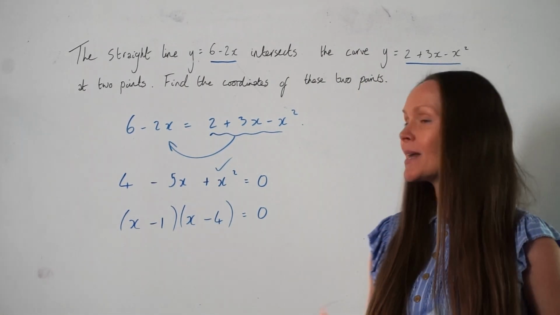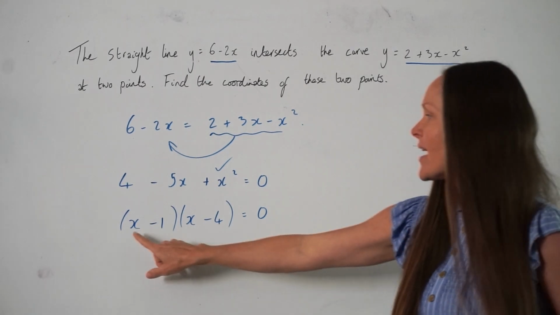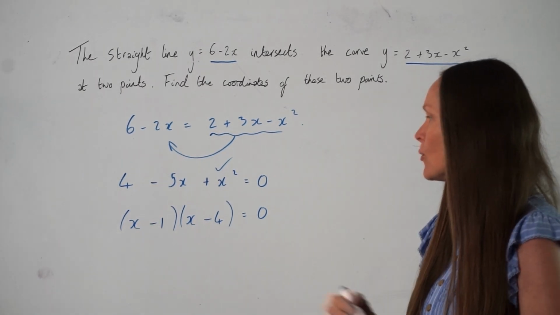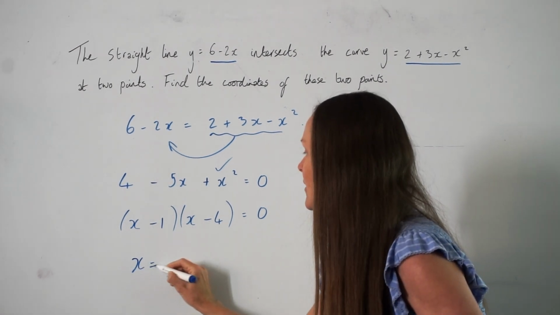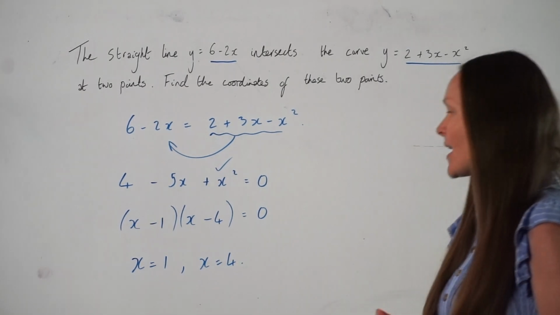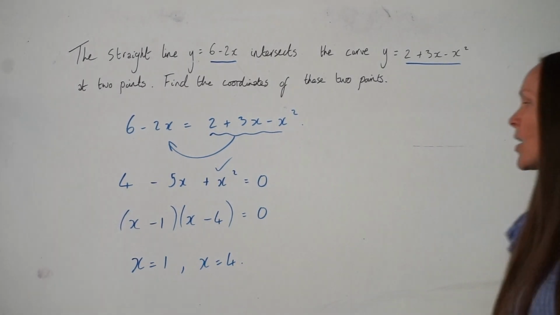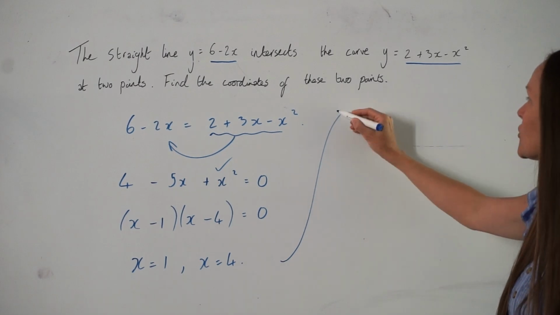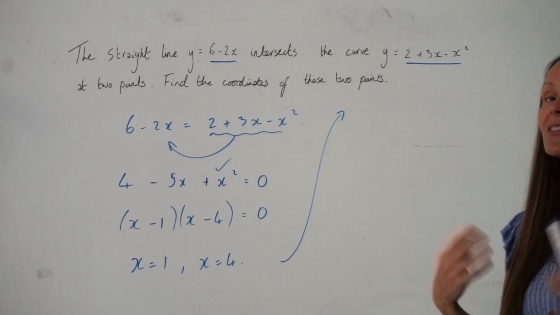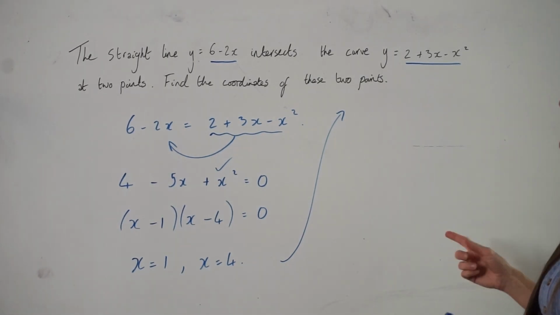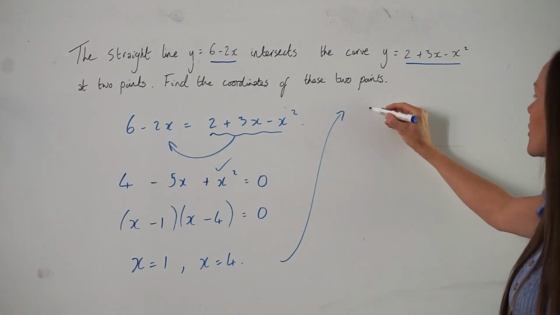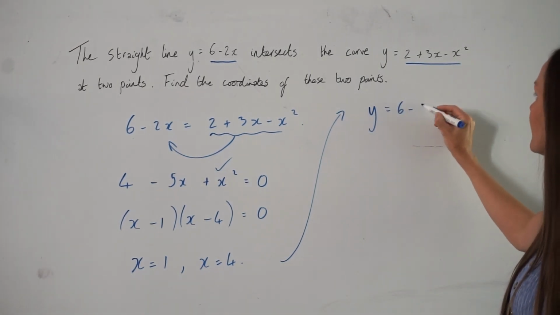From here we can see the x coordinates. x is either equal to positive 1 or positive 4. So these are the x coordinates. Now to work out the corresponding y coordinates, we need to substitute those x values one by one into one of the original equations. It doesn't matter which one you use, but I think the simplest equation would be the one for the straight line. So I'm just going to write that out again here.